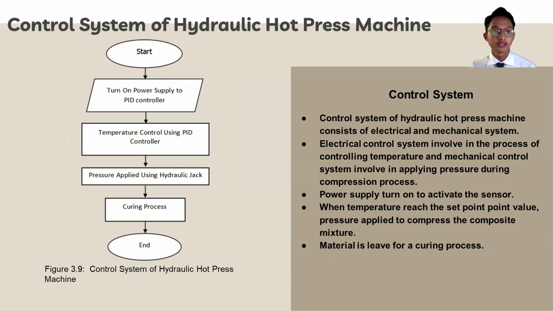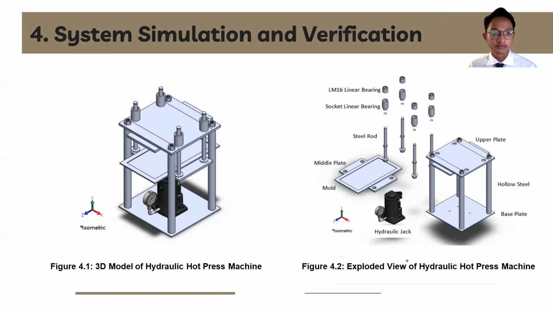Next is the control system of the hydraulic press machine. The control system is divided into two: the electrical control system and the mechanical control system. The electrical control system is involved in controlling the temperature of the curing process, and the mechanical control system is involved in controlling the pressure applied during the compression process.